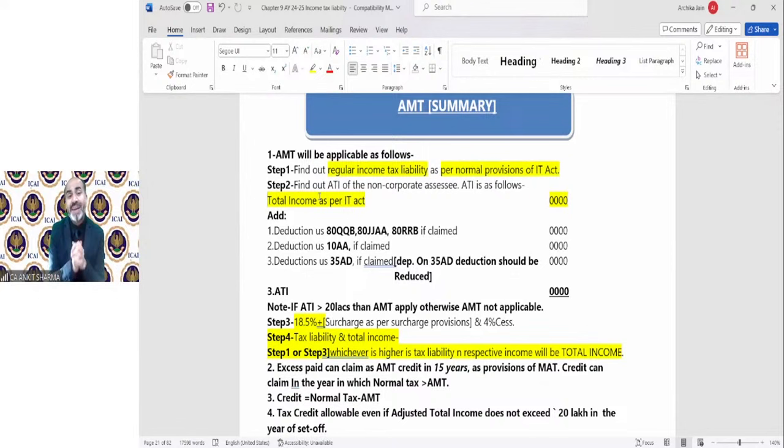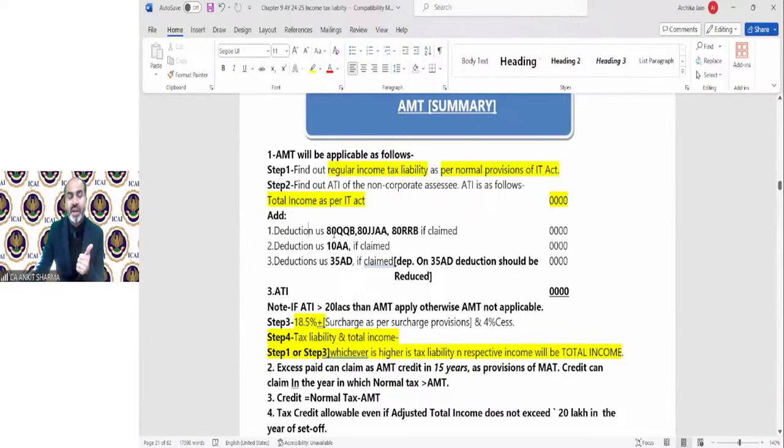Whatever total income you have calculated as per the Income Tax Act, if you have claimed these three deductions out of this total income, numbers one, two, three, then you have to add back this deduction, Section 80QQB.